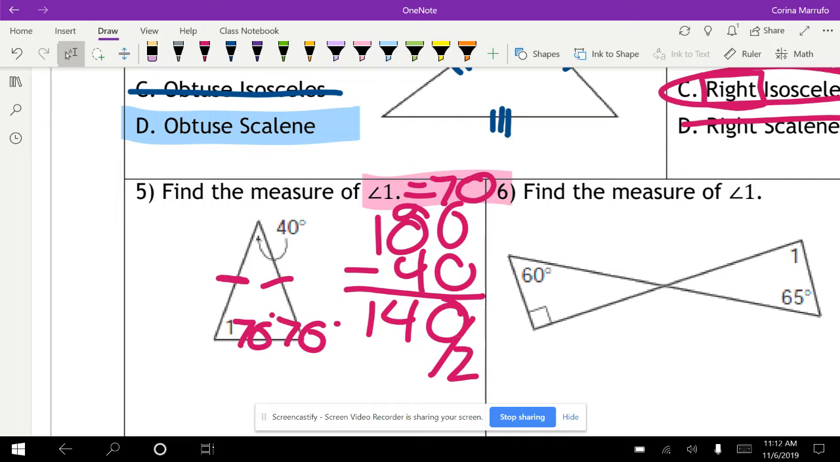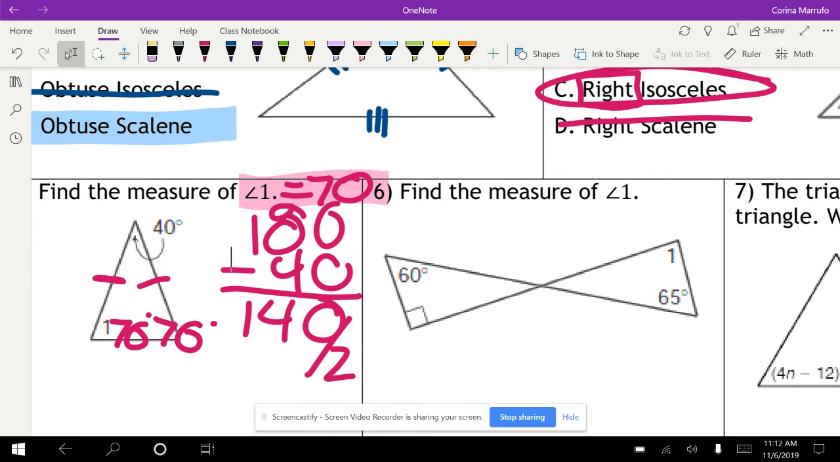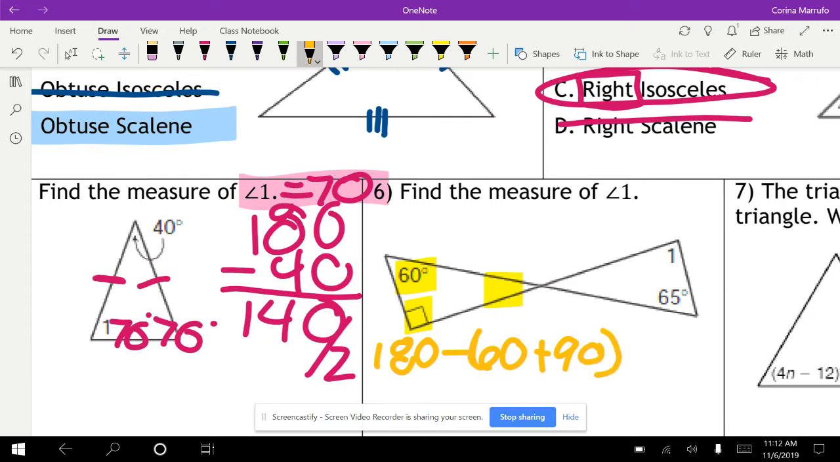Right, this next one wants us to find the measure of angle 1. Based off of what they give us, this is 60, this is 90. So I can find this third angle by doing 180 minus the 60 plus the 90. So 60 plus 90 gives us 150, and then we subtract that from the 180, and that gives me 30. Okay, so if that angle is 30, then this angle directly across from it is also 30.